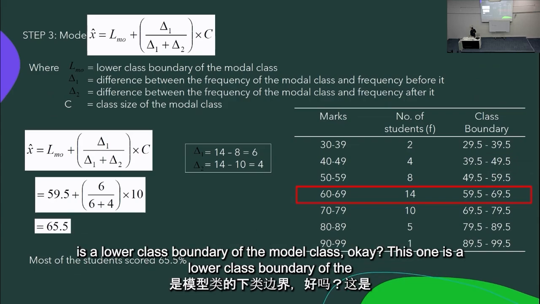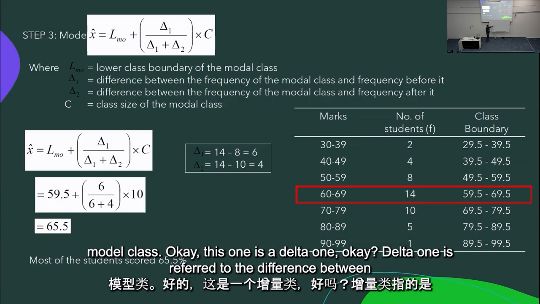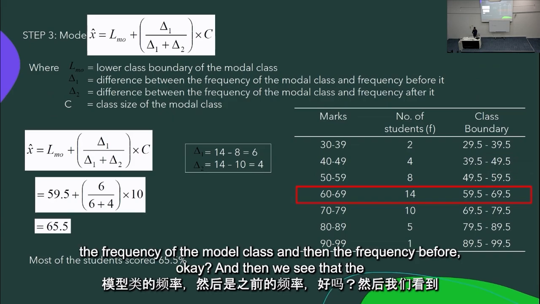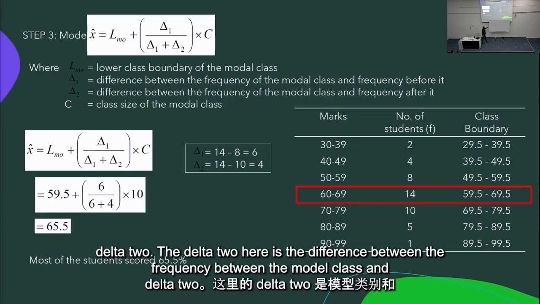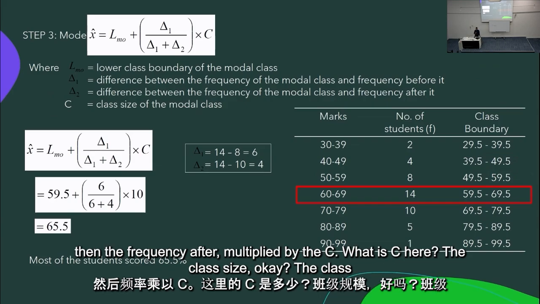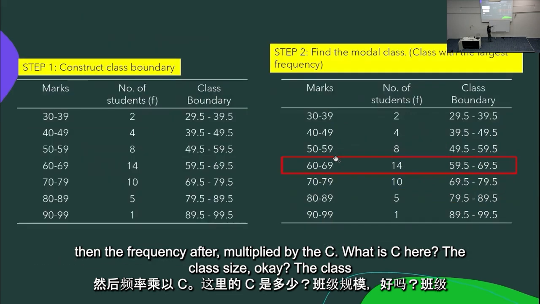So L is the lower class boundary of the modal class. This one is delta 1. Delta 1 refers to the difference between the frequency of the modal class and the frequency before. And then we see delta 2. Delta 2 here is the difference between the frequency of the modal class and the frequency after. Multiply by C. What is C here? The class size.